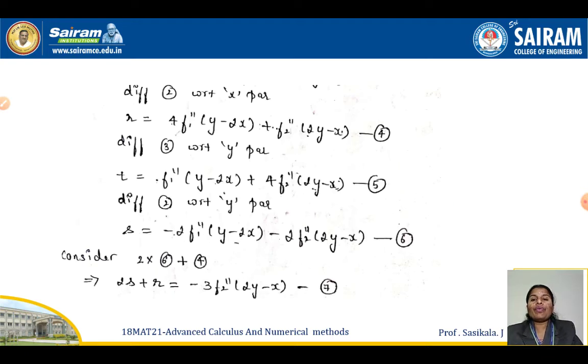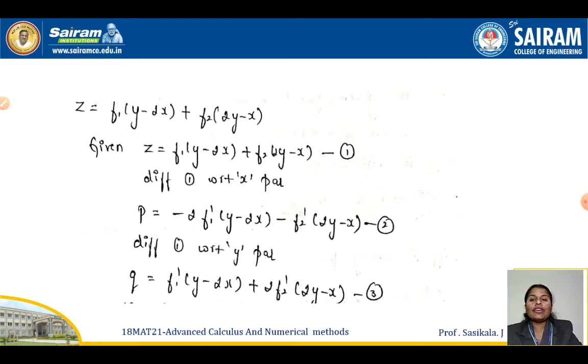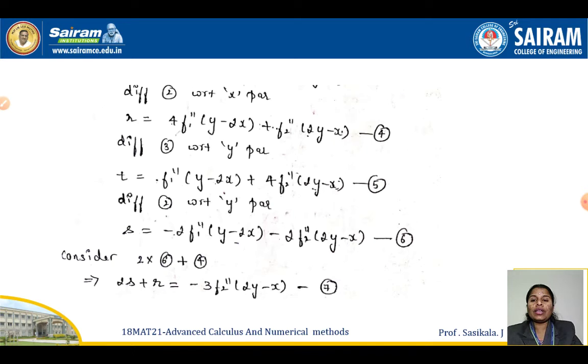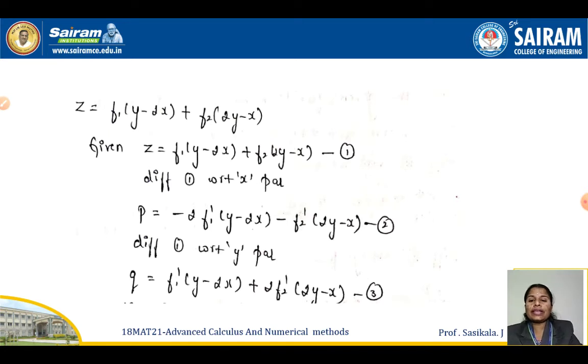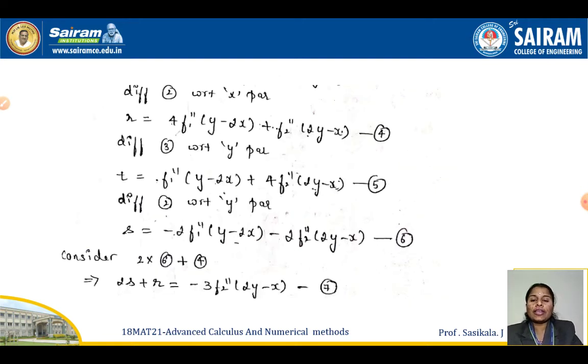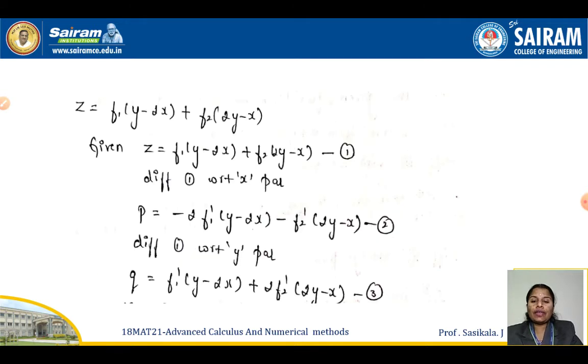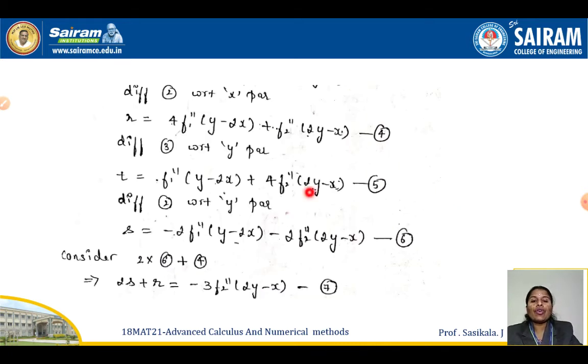Now you can go with equation number 2. Because it is a two function problem, obviously you should go with the second order. So the second derivatives, you can find the r, t, s combination. So r, I'll get again one more time, minus into minus, plus 4 f1 double dash of y minus 2x plus f2 double dash of 2y minus x. That is what is written here. Again, equation number 3 with respect to y, I'll get f1 double dash of y minus 2x plus 4 into f2 double dash of 2y minus x.